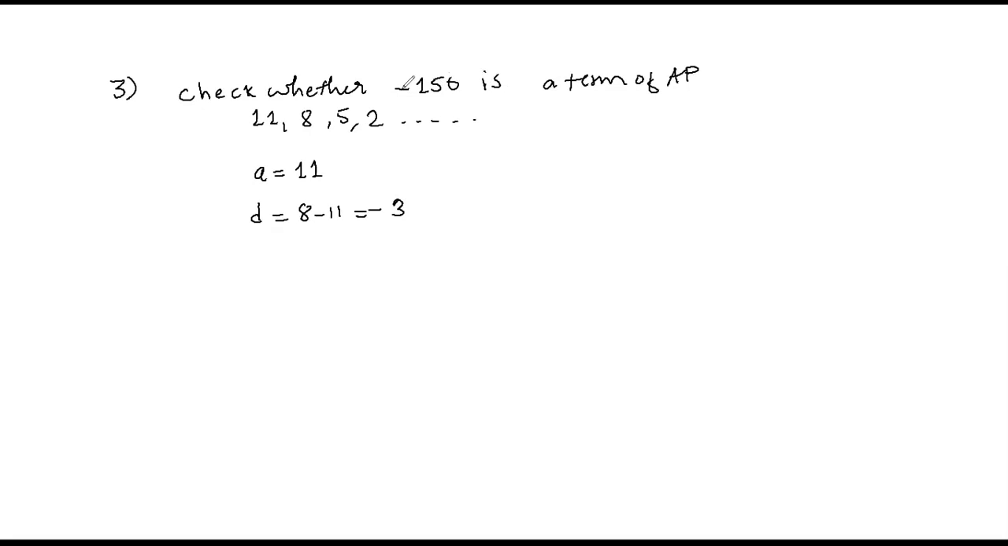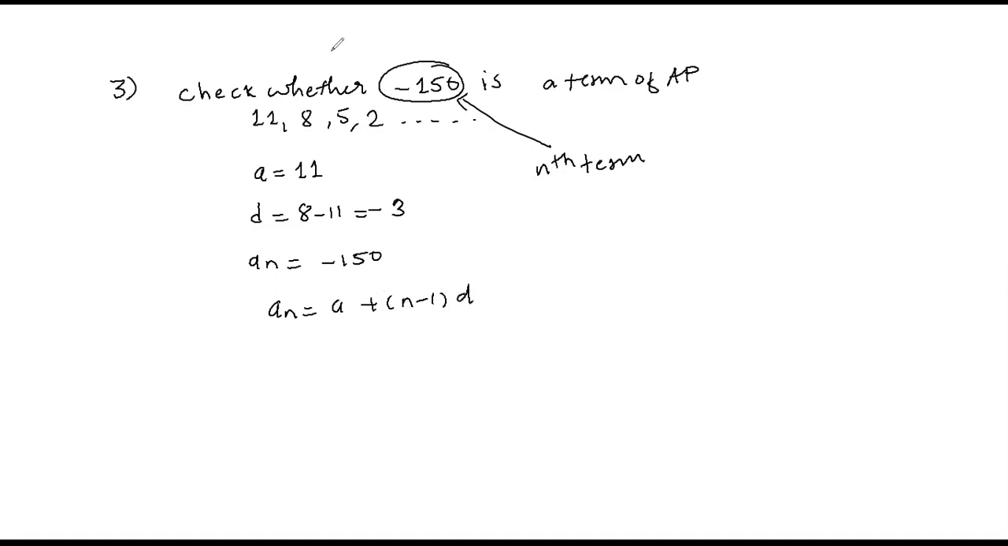Now, we need to check whether minus 150 is a term of an AP or not. So this minus 150 will be my nth term. So you will consider this as an. So I will consider an as equal to minus 150. After this, we will use the same formula. So an is equal to a plus (n minus 1) into d. Just put all the values over here. Minus 150 is equal to 11 plus (n minus 1) into minus 3.